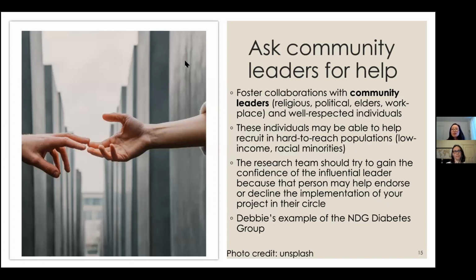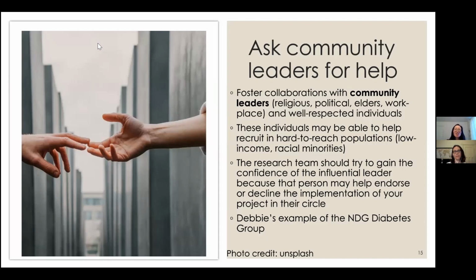There's also community leaders who you can ask for help. Talk to them. They're well-respected individuals like religious leaders, elders, or even workplace leaders. These people can help you reach hard-to-reach populations, such as the low-income groups or the racial minorities. And the research teams should really gain confidence, like you did with the clinic lead, gain confidence with the influential leader, because they can really help endorse or decline the implementation of your project in their circle. And don't underestimate their power.